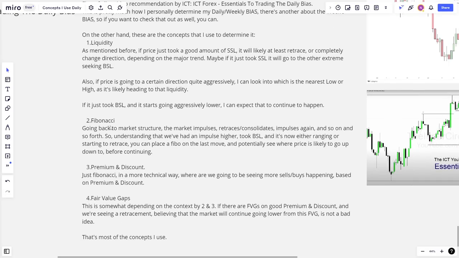Premium and discount, Fibonacci, in a more technical way, we're going to be seeing. So placing Fibonacci like that, we're basically going to be looking into where to buy, where to sell, based on premium and discount, again, buying low, selling high, right?